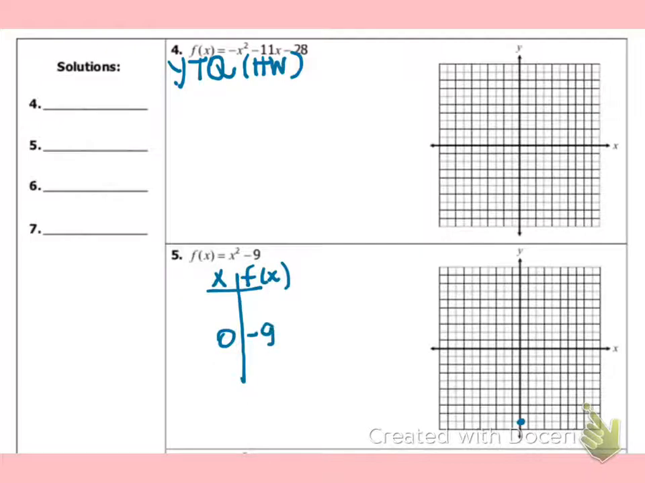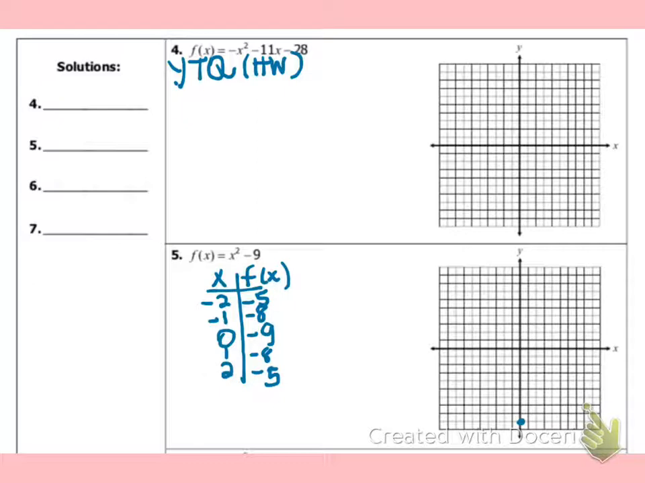So if we were going to pick other points to plug in, we'd substitute -1 and -2 in, and 1 and 2. If we substituted 1 in, 1 squared is 1, and 1 minus 9 is -8. And if we substituted in -1, we'd get the exact same thing, because -1 squared is also 1, and then minus 9 is -8. If we substituted 2 in, 2 squared is 4, 4 minus 9 is -5. And if we substituted -2 in, we'd also get the same thing. So we see that repeating of the y-coordinates.